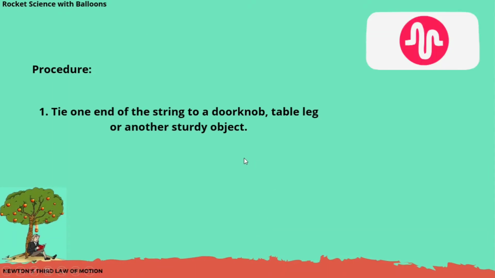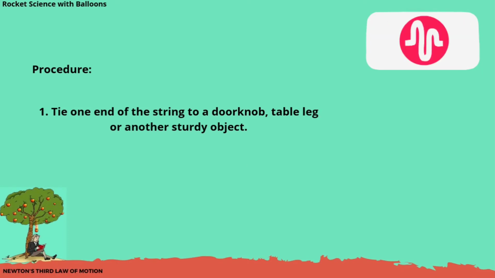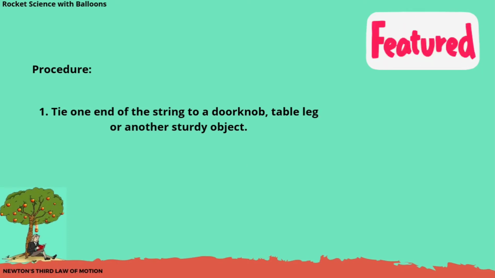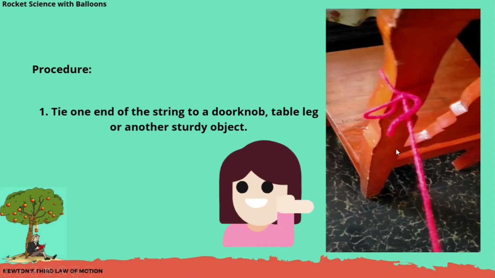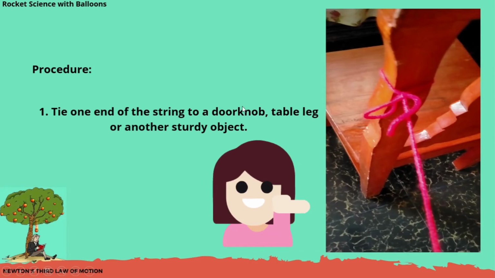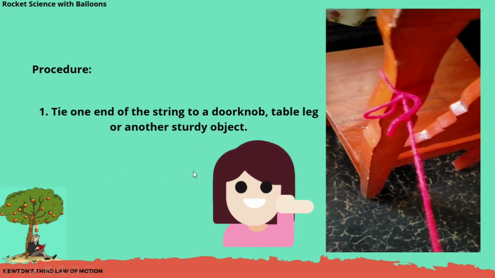Let's have the steps. Step number 1. Tie one end of the string to a doorknob, table leg, or another sturdy object. So, find something you can tie your string or yarn to that is sturdy and will not move, maybe a chair like this, or a doorknob. Just make sure that while doing this activity, no one opens your door. So, that is the first step.